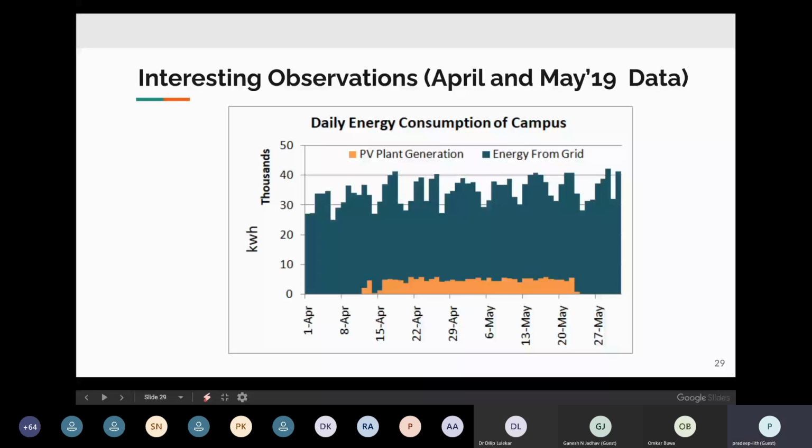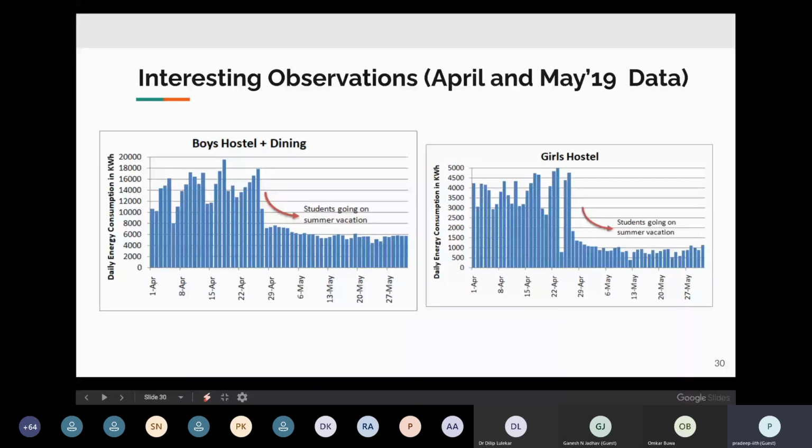Some more observations. Right now I'm not doing any high level mathematical calculations or data analytics like this. These are simple observations, just simple plots of energy consumption. That itself is very interesting. So this is the data of again 2019.